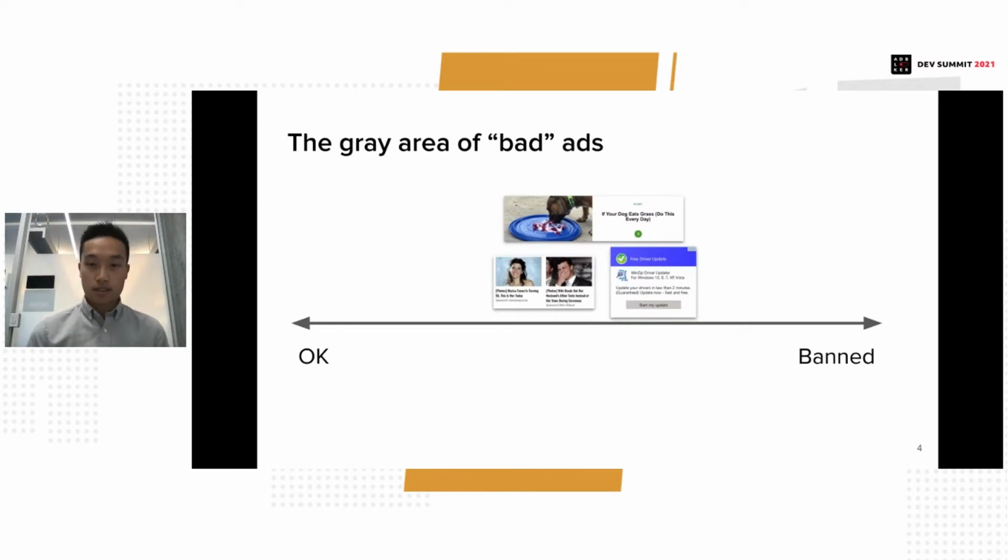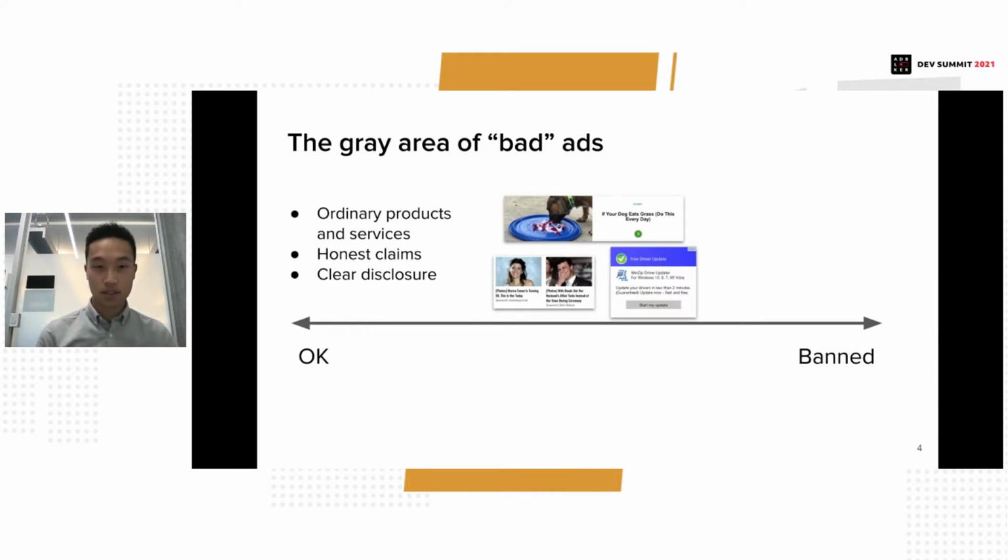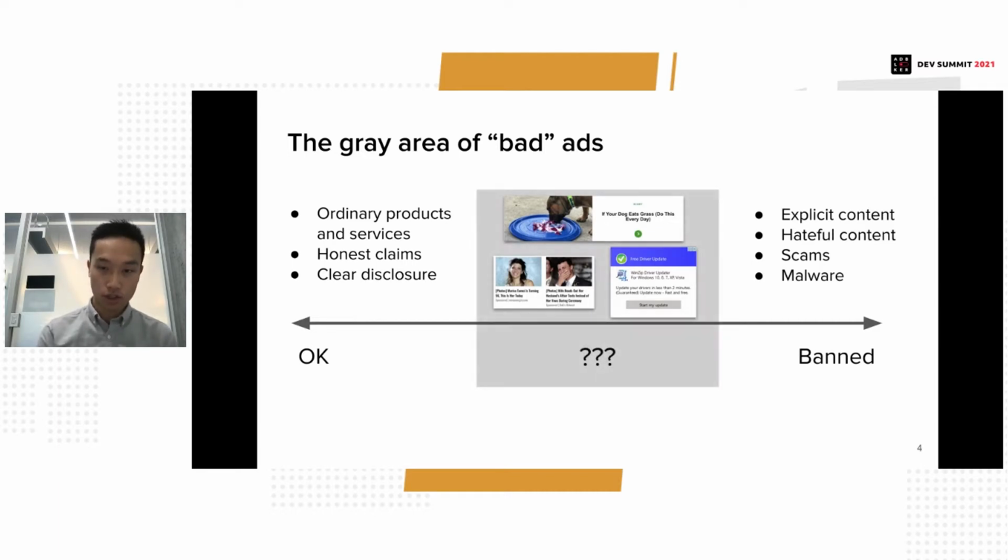These ads exist in a gray area when it comes to content moderation. If we consider all of the ads that advertisers try to run, many ads are likely acceptable. For example, ads for just ordinary products and services that use honest claims and make clear disclosures about being an ad. On the other hand, ads that include explicit, hateful, or deceptive content are clearly not acceptable, and this is already the type of thing that is being removed by content moderators at ad networks. However, for the examples that I just showed, it's not quite as clear what to do. These ads aren't clearly harmful, like outright scams, nor are they clearly benign. And so despite being potentially harmful to the user experience, these ads are allowed to run.